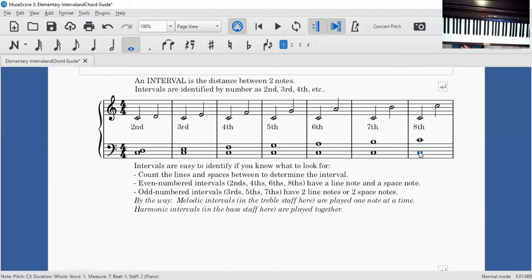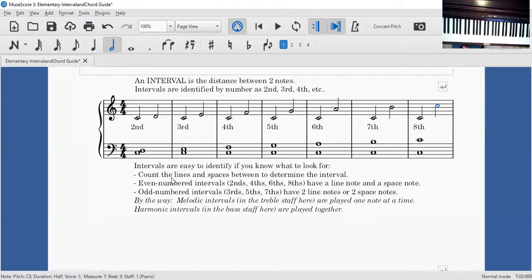Oh, look at that. We've got a space note and a line note. Those are an octave apart. Here we have a line note and a space note. They're an octave apart. Goodness, it works. So intervals can be easy to identify if you know what to look for.